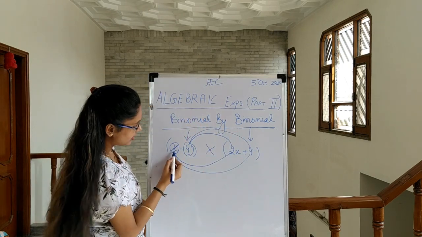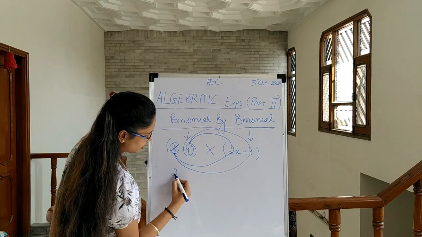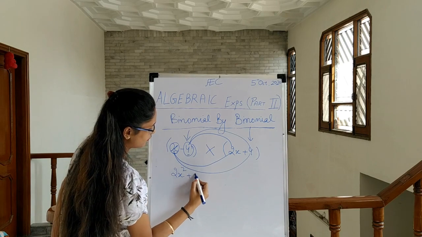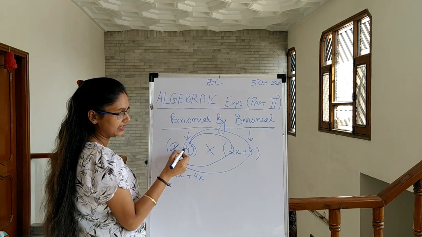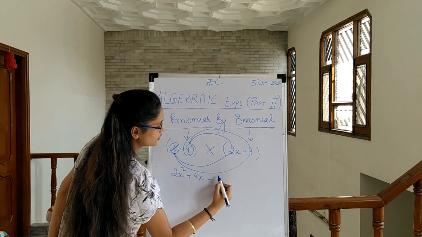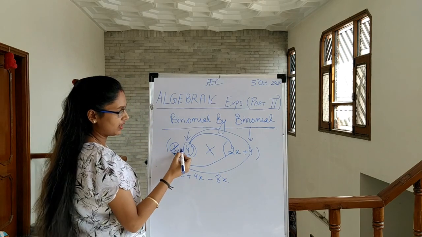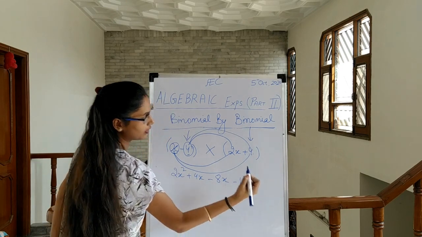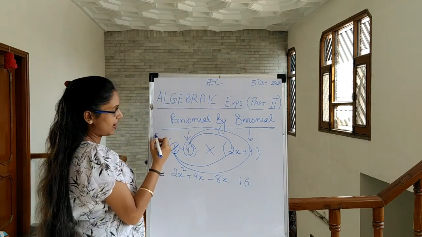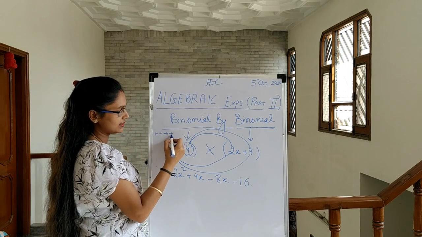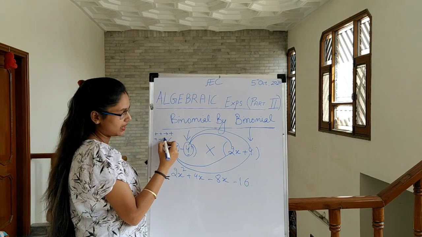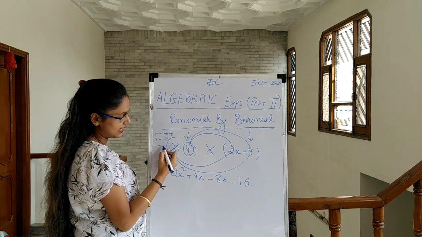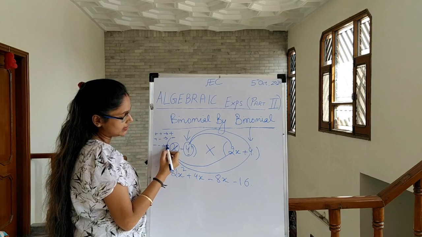So how do we do that? x multiplied by 2x, 2x square. Then x multiplied by 4, 4x. Then we have minus 4 multiplied by 2x, which is minus 8x. And then we have minus 4 multiplied by plus 4, which is minus 16. I hope you know the signs. So if I have 2 plus signs, I will get plus. If I have 1 plus and 1 minus, with multiplication I get minus. And if I have 2 minus signs, we will get plus.